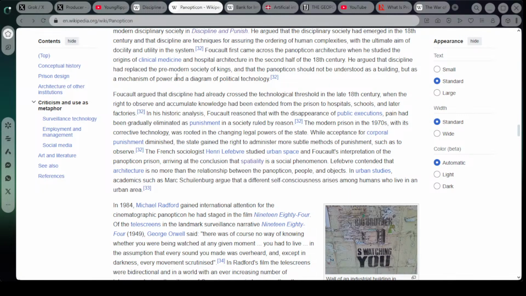In urban studies, academics such as Mark Schulenberg argue that a different self-consciousness arises among humans who live in an urban area. I never heard of that, but it seems to make sense. I mean, that's something people can research. Mark Schulenberg argued that a different self-consciousness arises among humans who live in an urban area. I think someone once said, "Get the hell out of the city." I don't know who that was, though.